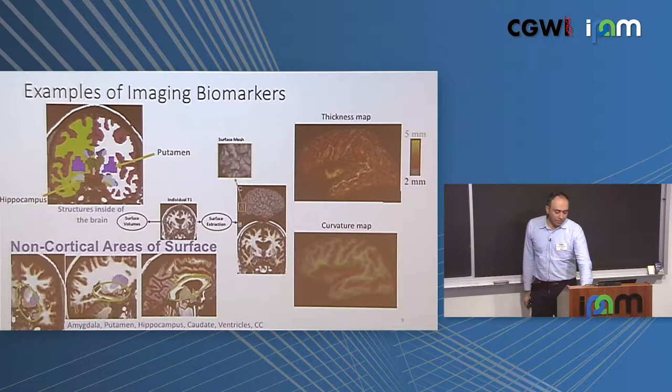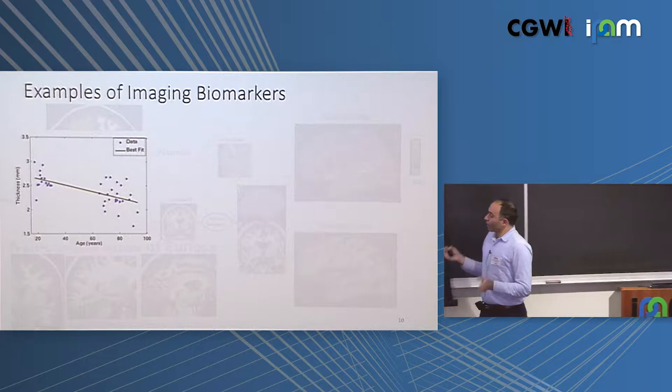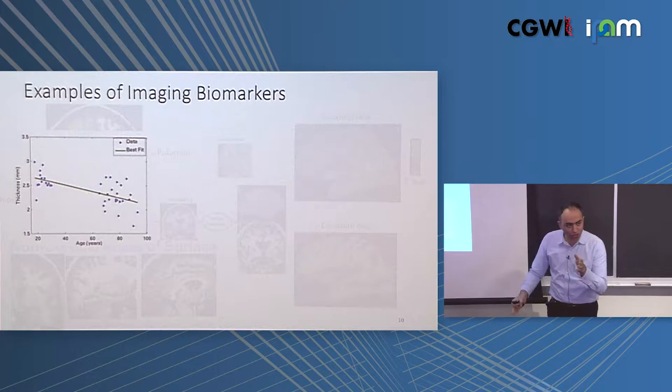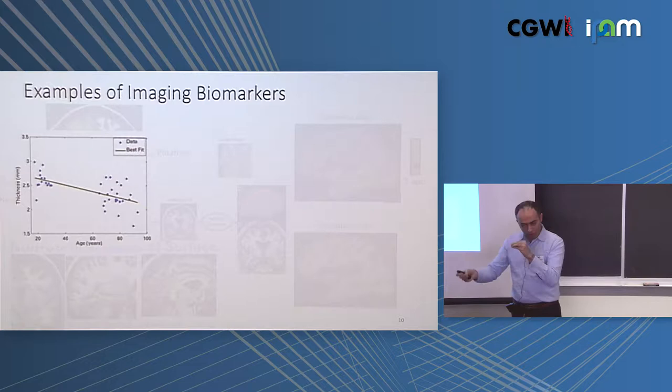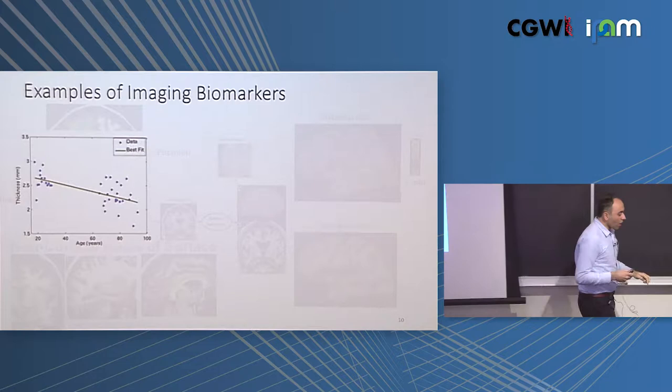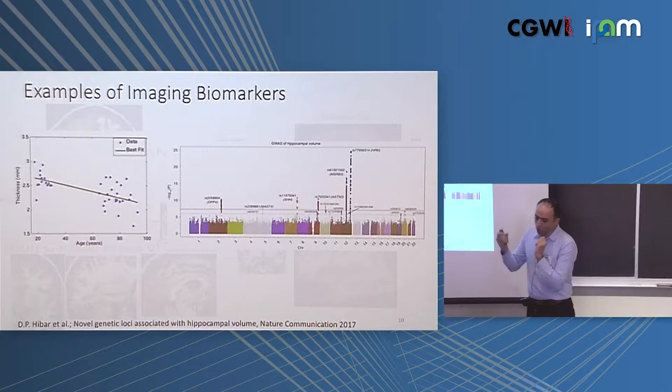All right, so why do we care about this? It's very important. If you measure, for example, the cortical thickness as we age, all of us lose tissue, but the rate of the loss of tissue varies per individual. Also, if a person has a disease, this rate also varies. And also, this is heritable. For example, if we perform a genome-wide association, yes.